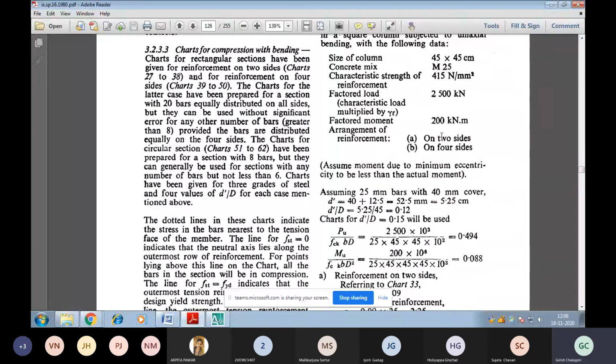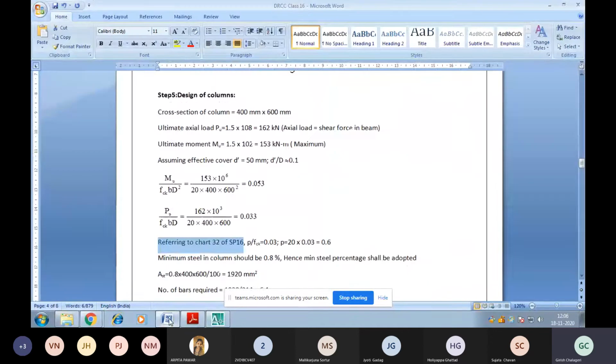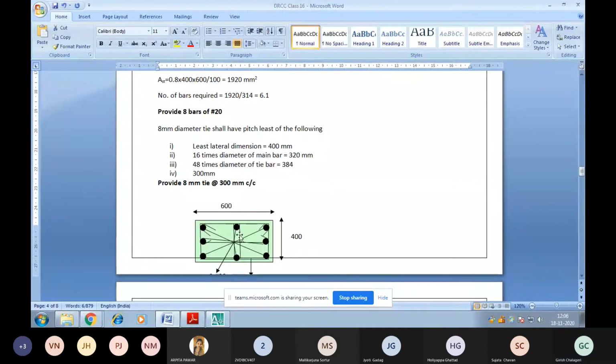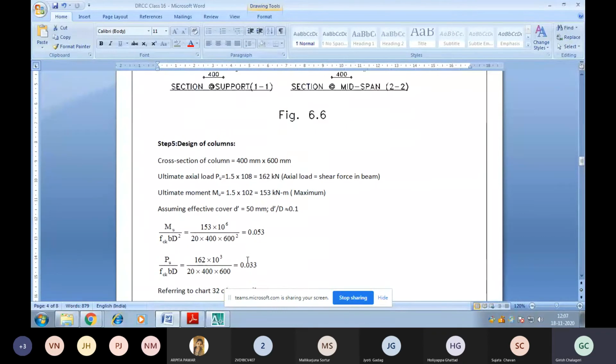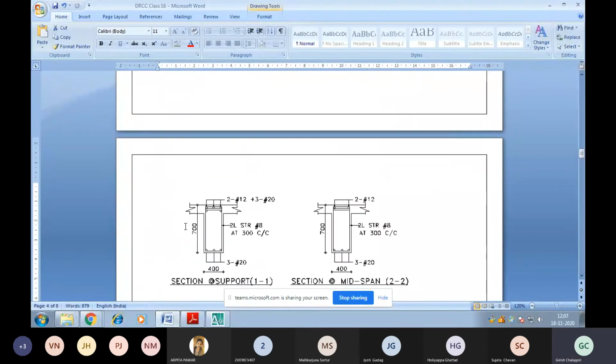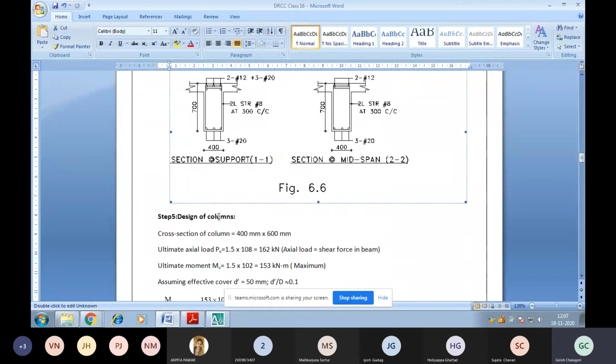The only thing is you need to know whether you are providing reinforcement in the two-way direction or the four-way direction. What is two-way and four-way? That we can see in the tables. If the column reinforcement is provided all along the four sides, it is called four-way reinforcement. If the column reinforcement is provided only at two sides, it is two-side reinforcement. For this, we can know the Mu by bd square value. First we need to calculate that.